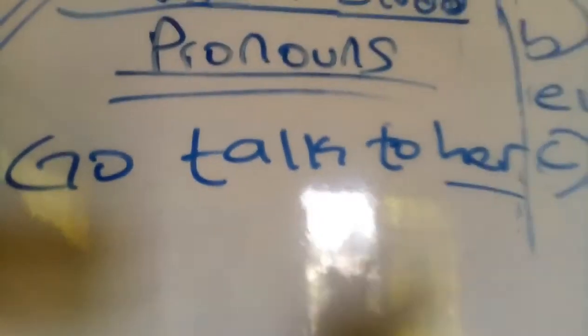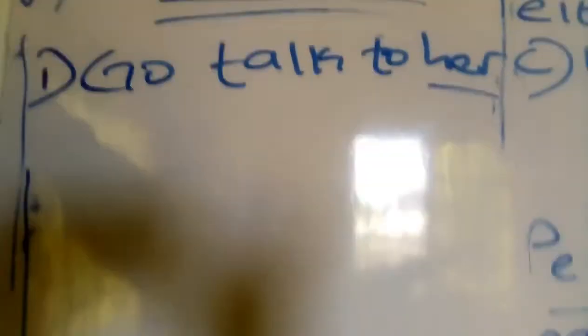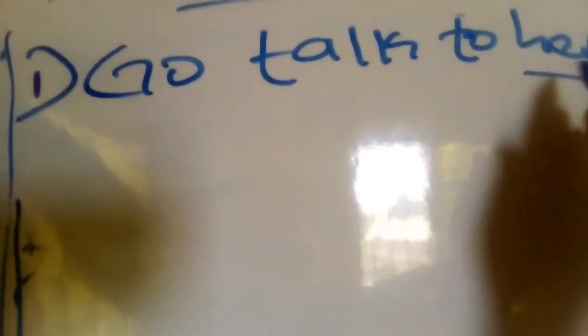So let's give an example in sentences. Who can give me an example of a sentence that will end with me or you? Remember, we are talking about the object. You can say, go talk to her. Go talk to her. Her is the object. This objective personal pronoun is the object and it's a pronoun.